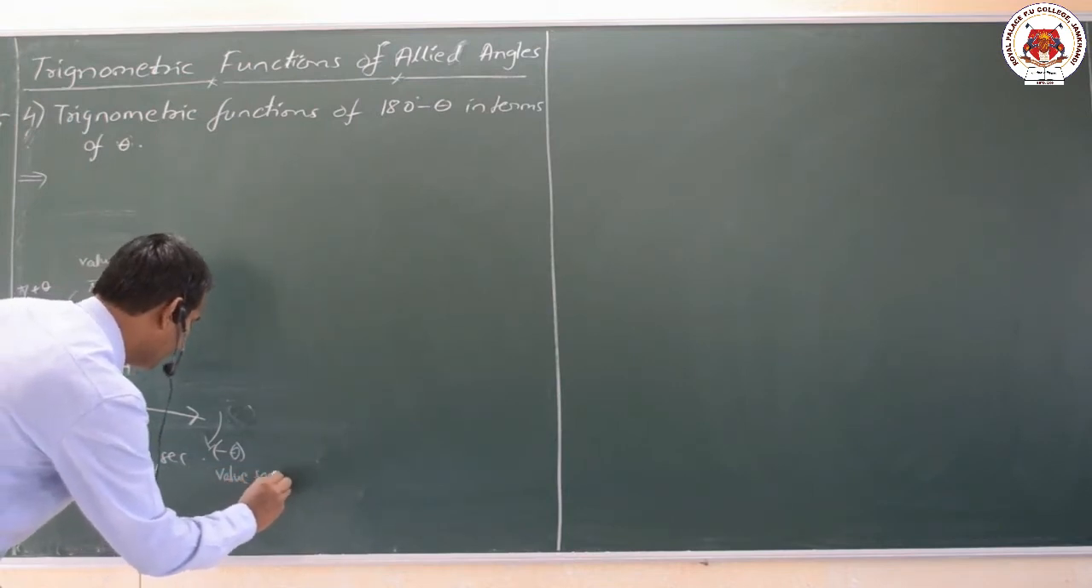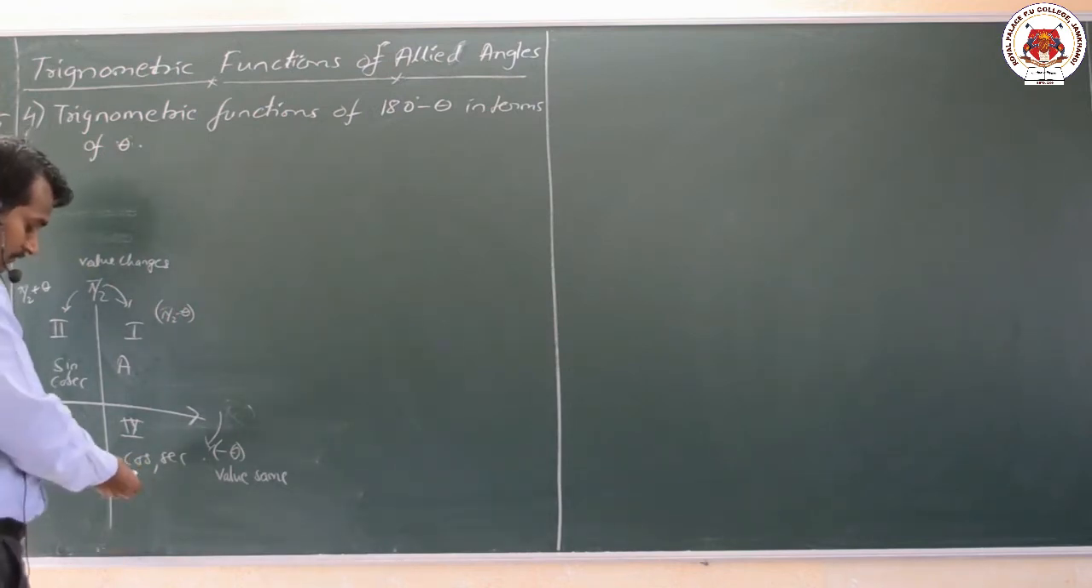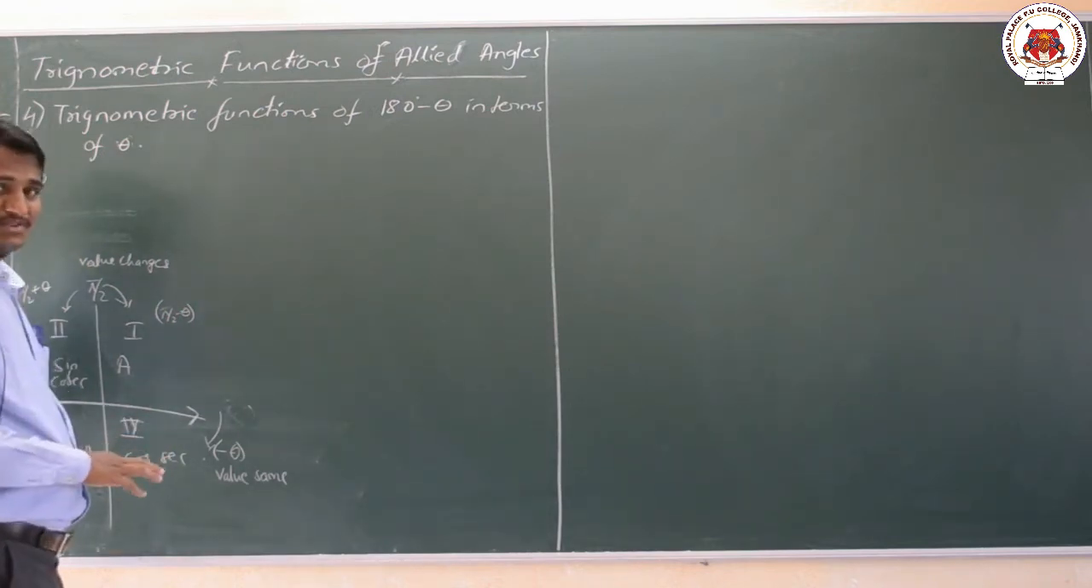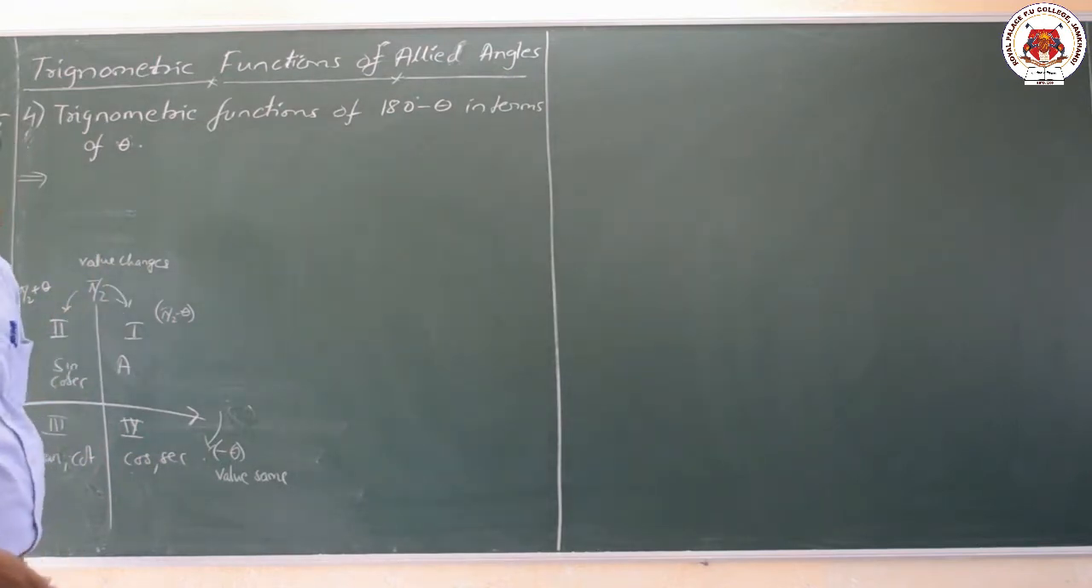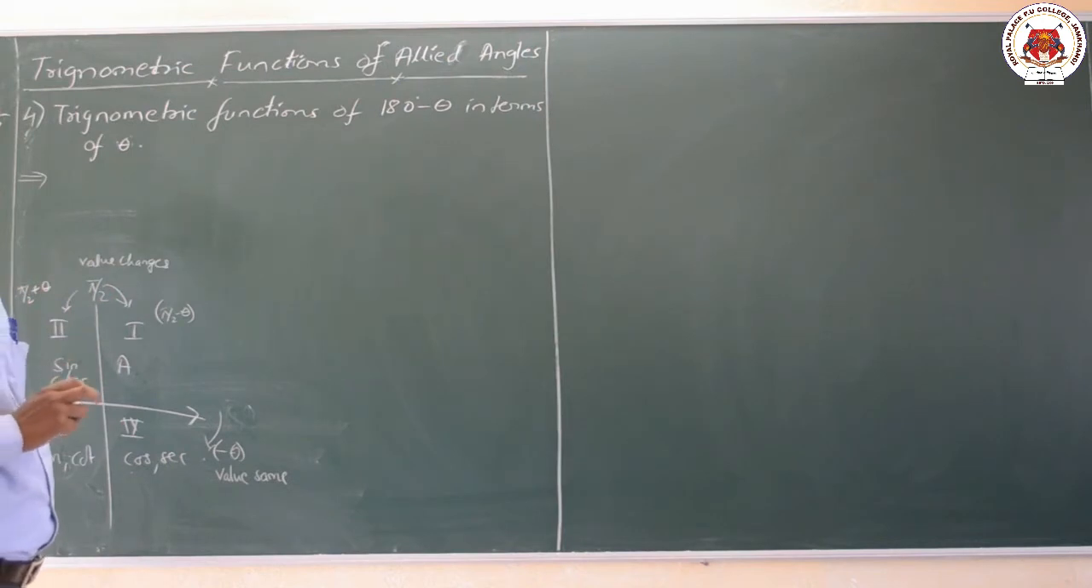The value remains the same, whereas the sign depends on the ASTC rule. That means in the fourth quadrant only cos and secant are positive, and all the remaining ratios will be negative. These are very, very important things for you to remember here.